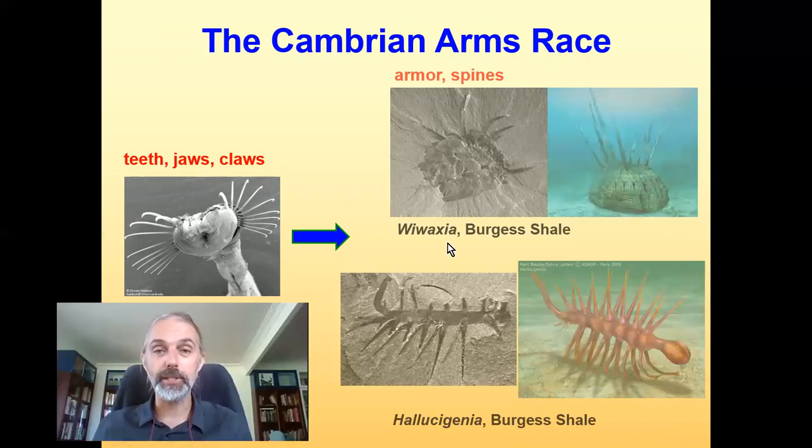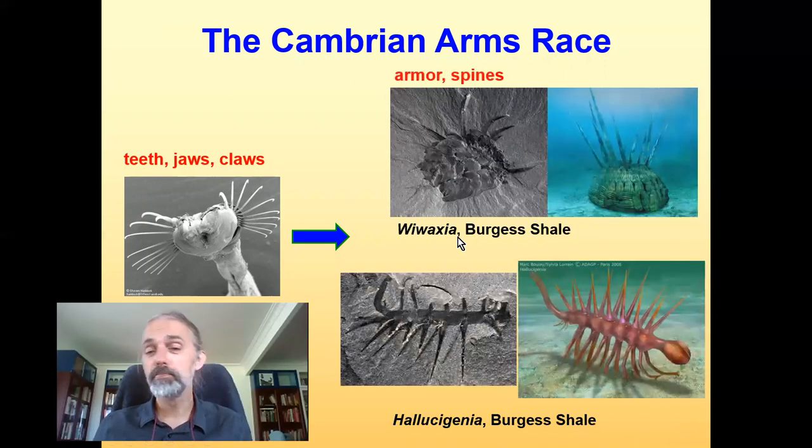This is Wiwaxia. It's probably a mollusk-like, a snail-like creature, and it has all these amazing spines. So nothing coming from above can eat it. The same with Hallucigenia from the Burgess Shale of the middle Cambrian, these beautiful spines here. It didn't want to be eaten.